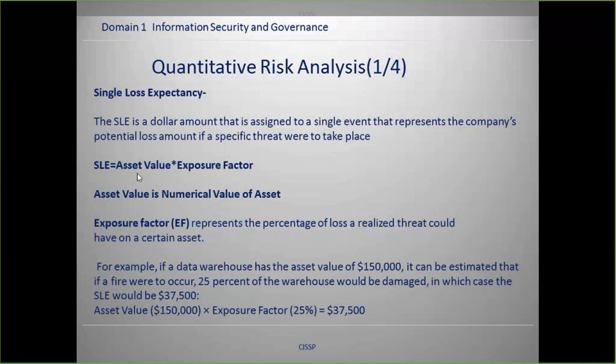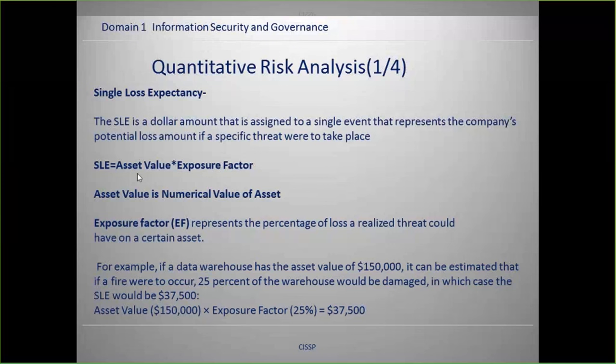It can be estimated that if a fire were to occur, 25% of the warehouse would be damaged. So SLE will be asset value times exposure factor. If I say 25% of my warehouse would be damaged, the exposure factor will be 25%. If I say 40% will be damaged, the exposure factor will be 40%. It represents the percentage of loss a realized threat could have on certain assets. If I say 100% of my warehouse will be damaged, $150,000 times 100%, the total loss will be $150,000. That is your single loss expectancy. Up till now it's clear.